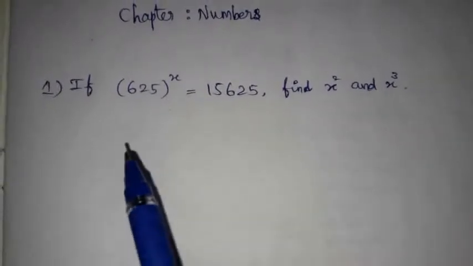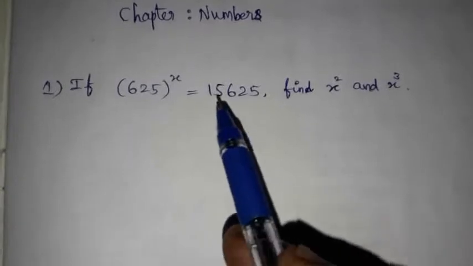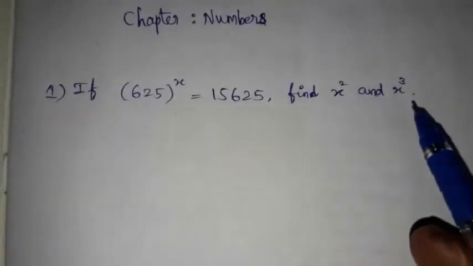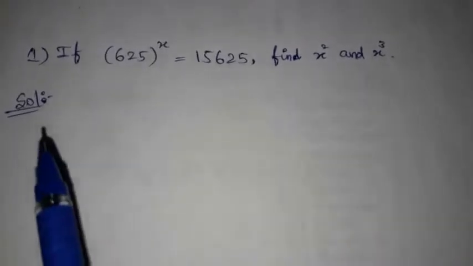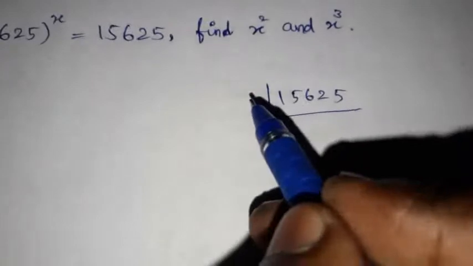Let us see the first problem. If 625 the whole power x equal to 15,625, find x square and x cube. Let us see the solution for this question. I am going to use factorization method.